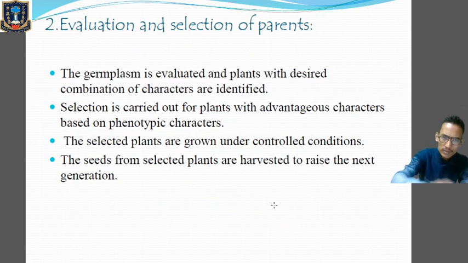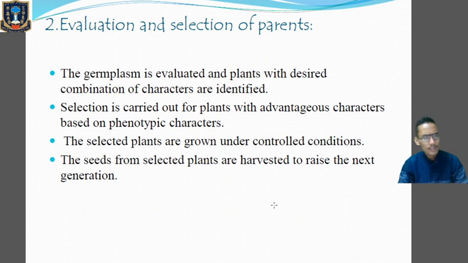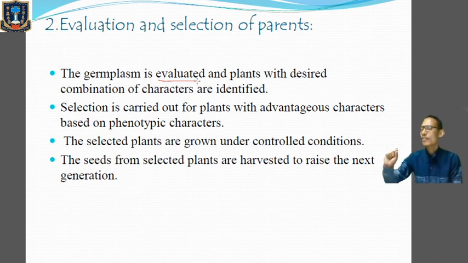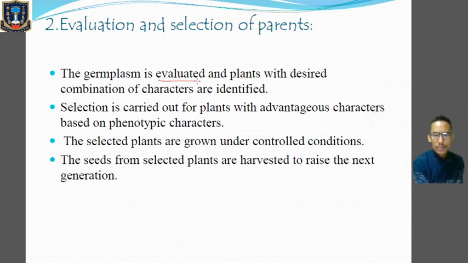Now, number two step is evaluation and selection of parents. Germplasm collection has been done, which is the first step of a plant breeding program. After the collection of germplasm, the germplasm which has been collected must be evaluated. Why? Because we have to select the plants with desirable characters. We have to identify the plants with the desirable characteristics. We have to find those alleles which bear the characters which we want to go for hybridization.